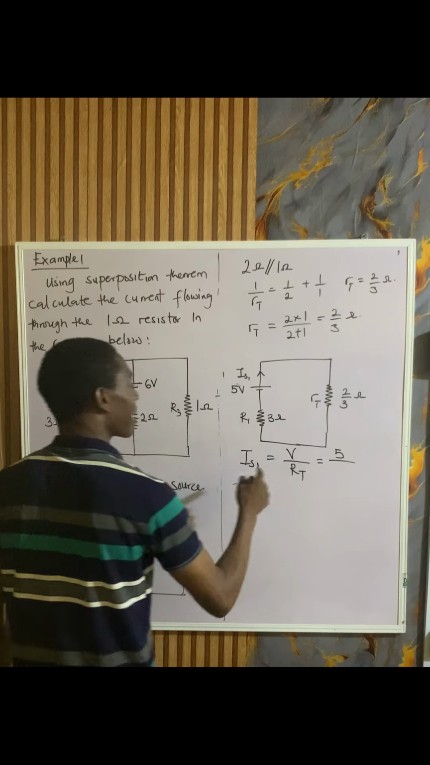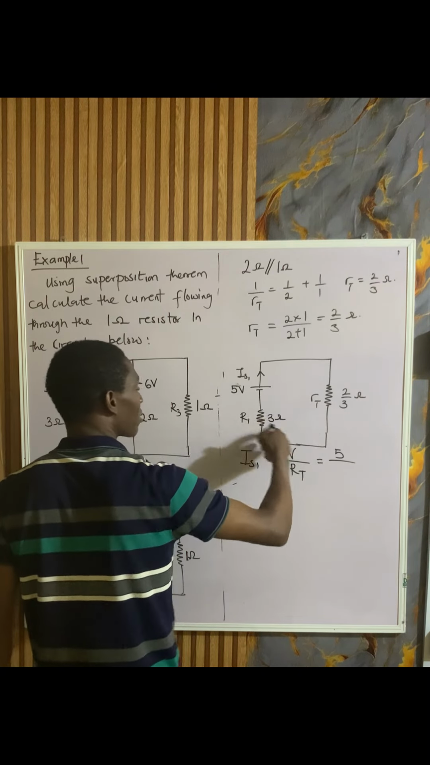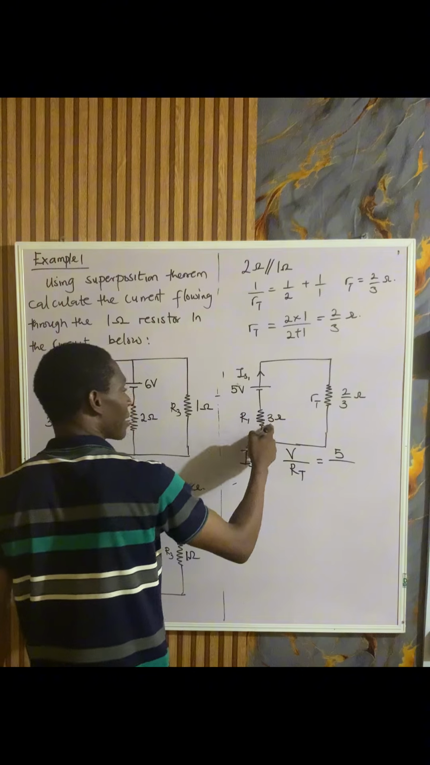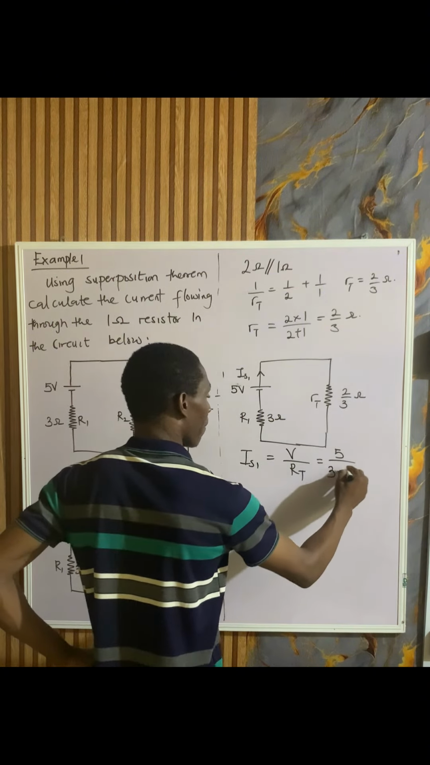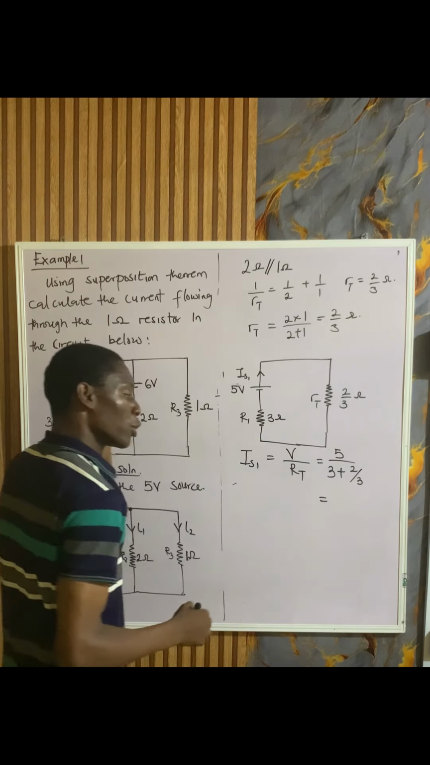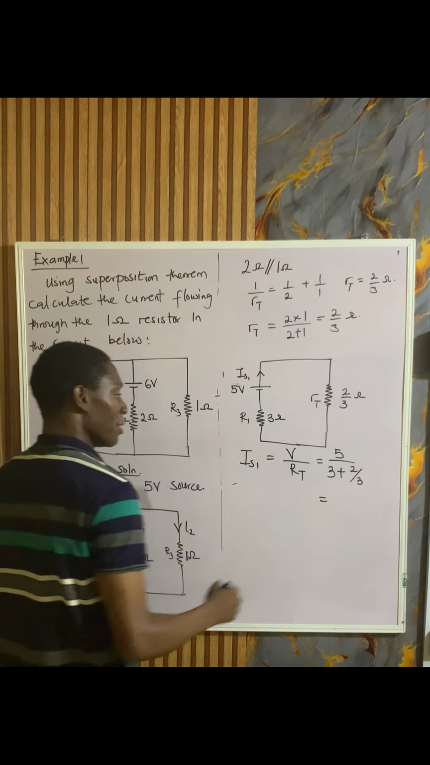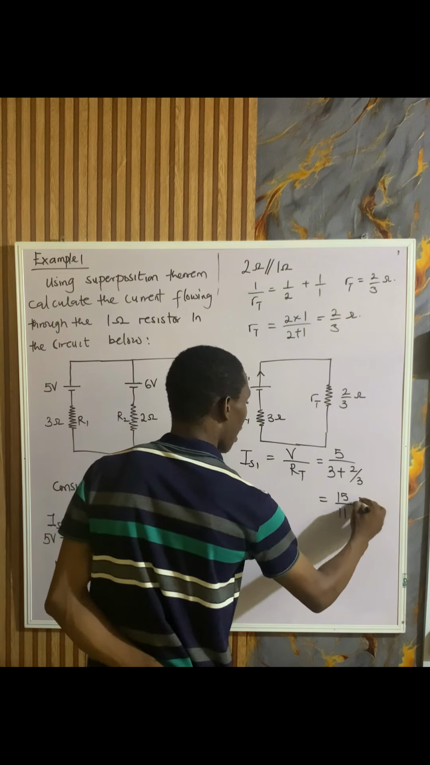And then what's the total resistance here? That was 3 plus 2, because these two resistors are in series. Now this 3 ohm and these 2 over 3 ohms are in series. So this will be 3 plus 2 over 3. Eventually, you will have this to be 15 over 11 ampere.